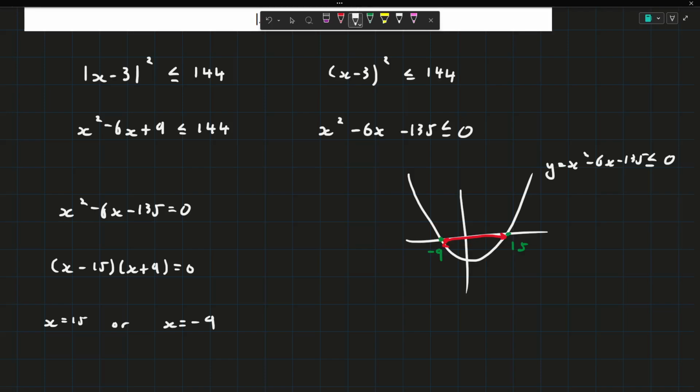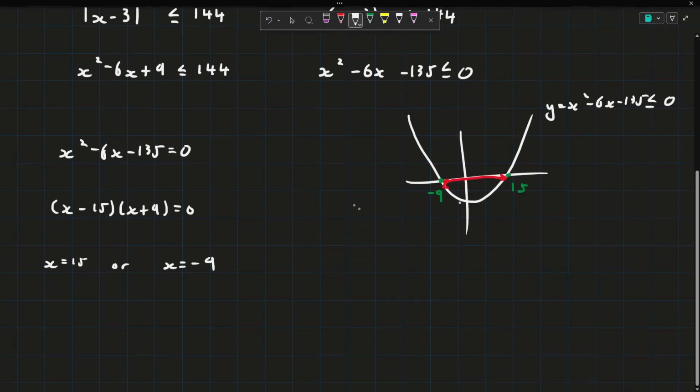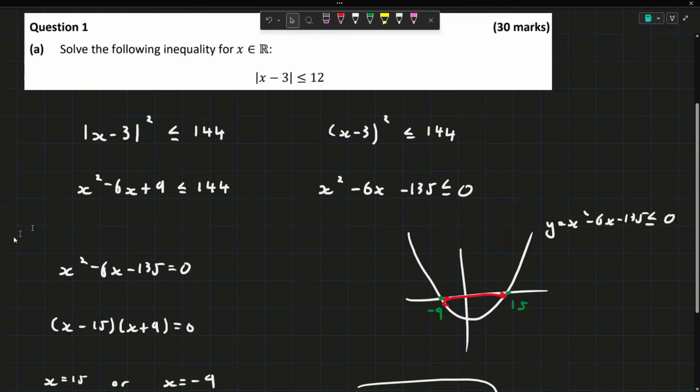So in order for the y value to be less than or equal to 0, the x value has to be in between minus 9 and 15. So if we have our x value, it has to be in between minus 9 and 15. And that is our answer for the inequality.